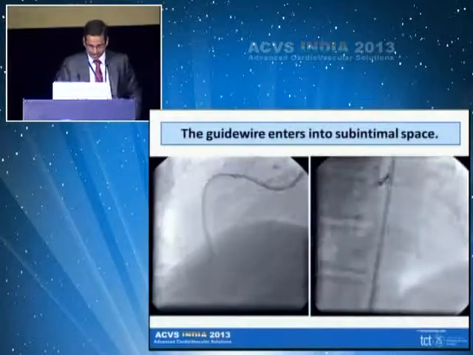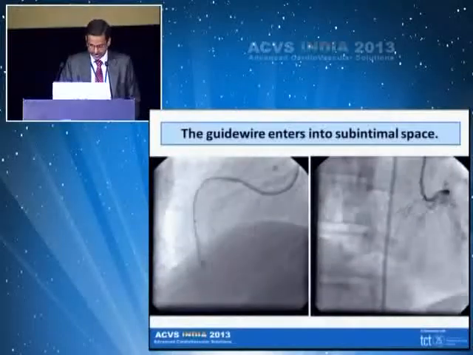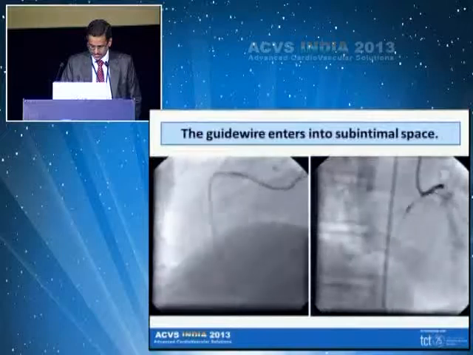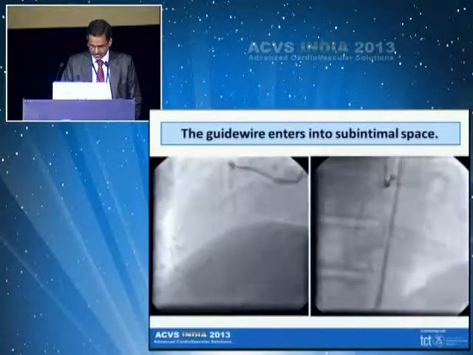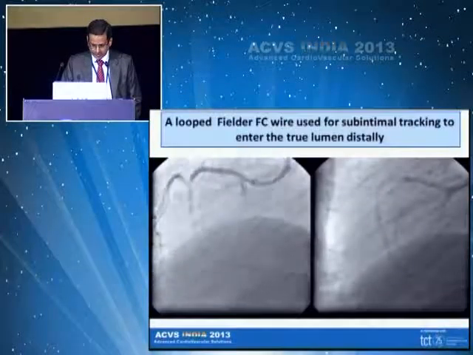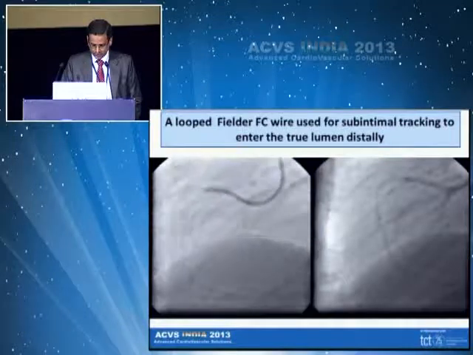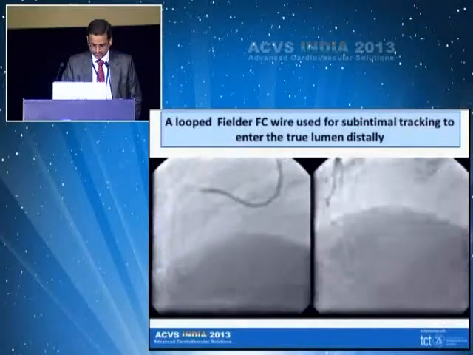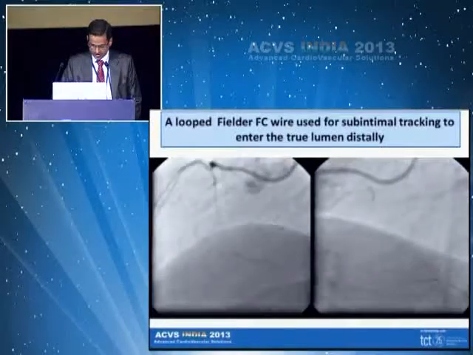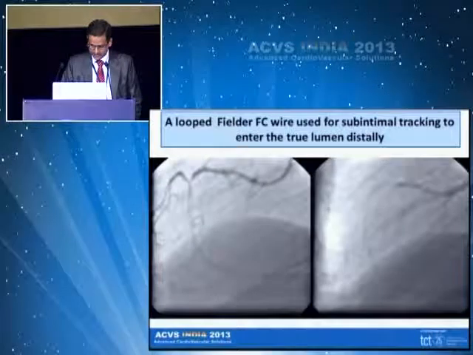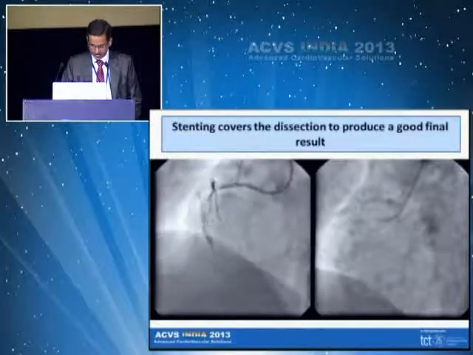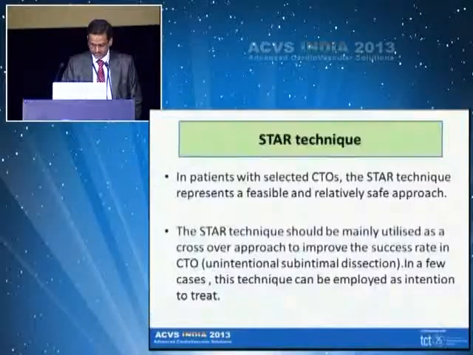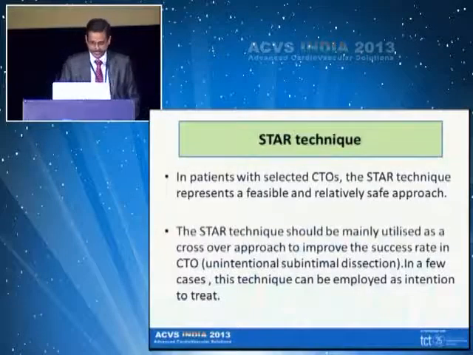This is a Conquest Pro wire which I have in the subintimal track, and I couldn't do a parallel wire technique also in this case. And then I use a star technique in this. That's a loop I form, and I go from a true to false to a true lumen. This is a typical beautiful example of a star technique, and I enter into the true lumen, and then the case can be completed by changing over to a routine wire through the Fine Cross. So that's a typical example of a star technique.